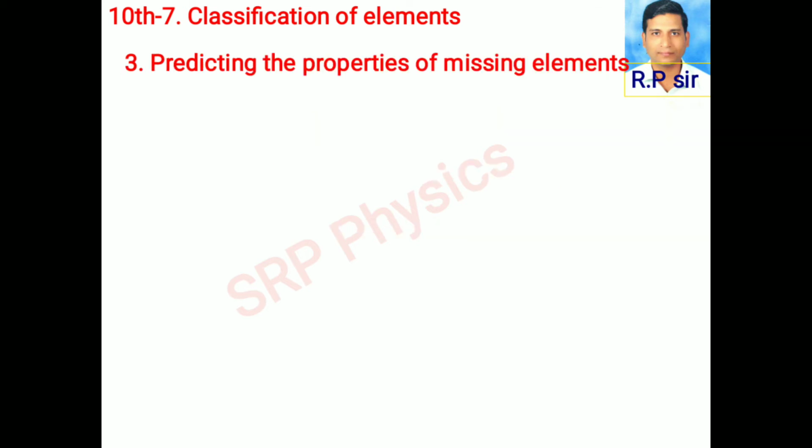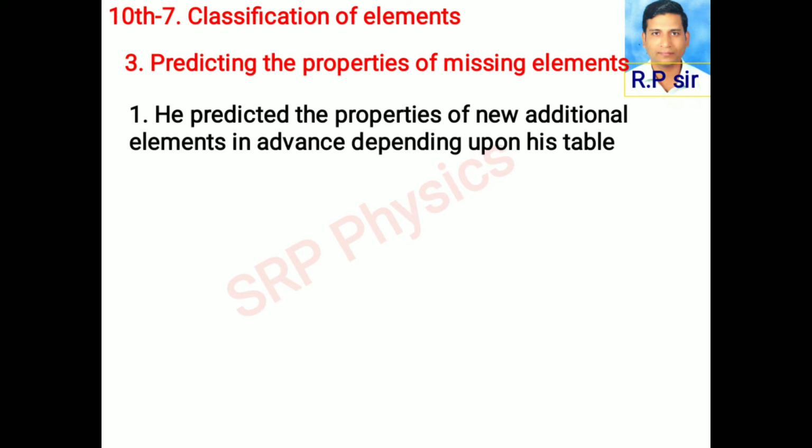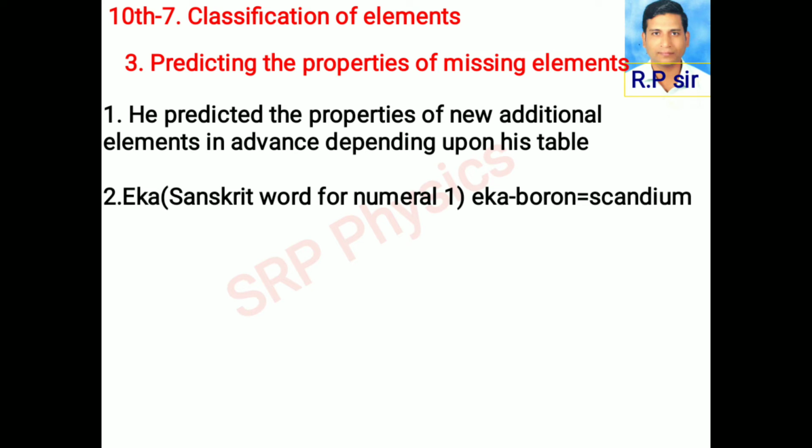Predicting the properties of missing elements. He predicted the properties of new additional elements in advance depending upon his table. He named those elements by adding the prefix eka. Eka is a Sanskrit word for numeral 1. For example, one of the elements he named was eka boron, which was discovered later as scandium.